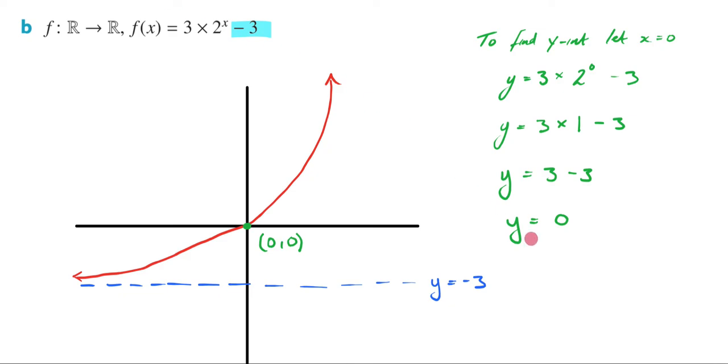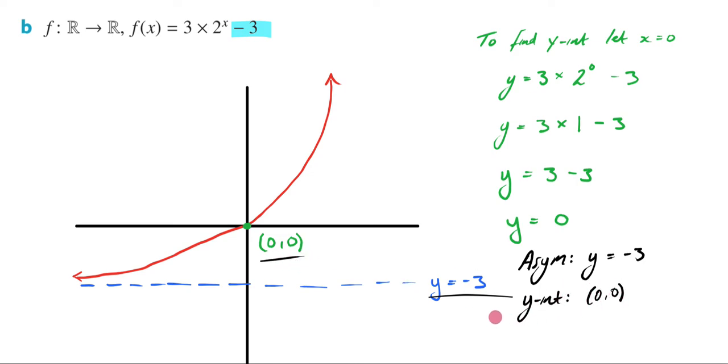Now we have to find some things about this graph. We need to find what my asymptote is, which we know is going to be y equals -3. I need to find out what my y-intercept is, which we know is going to be (0, 0). And lastly, we need to find out what my range is. My range is going to be, well, I'm starting at -3, and I'm going up to infinity. So just like that, my asymptote is y equals -3, my y-intercept is going to be (0, 0), and my range is going to be -3 to infinity.